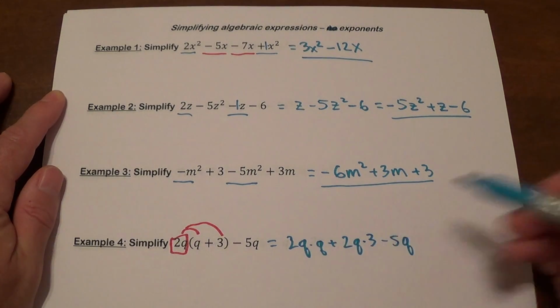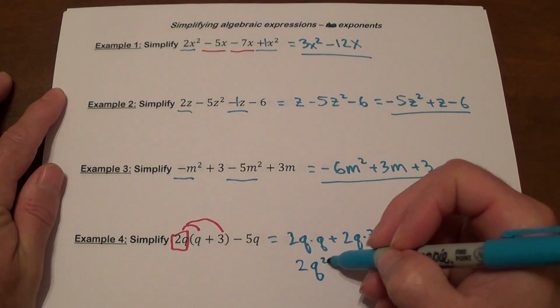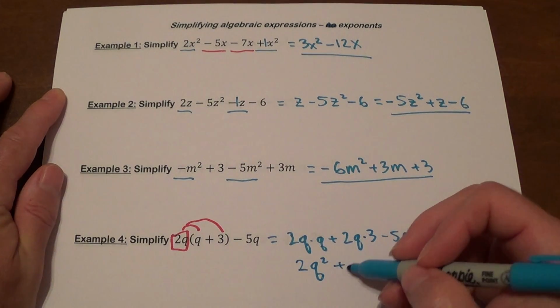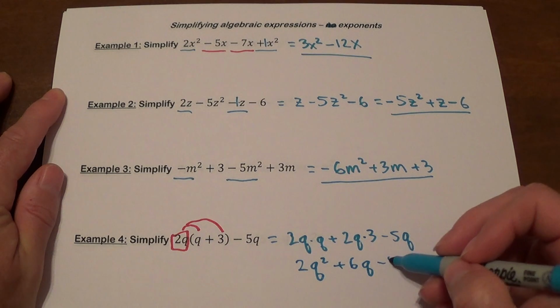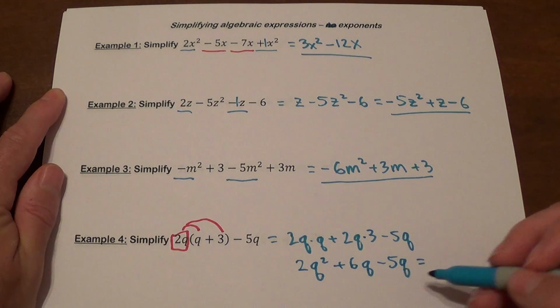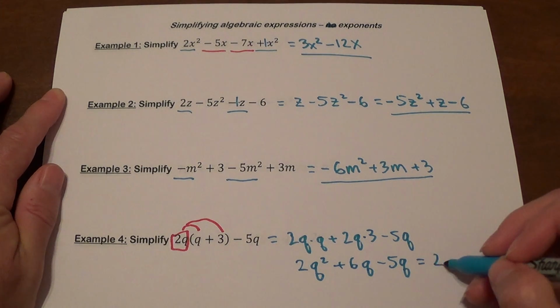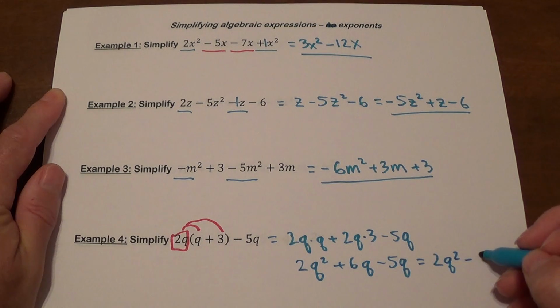Q times q is q squared. That gives us 2q squared. This is going to be plus 6q minus 5q. 6q and 5q are like terms. 6q minus 5q is q. We have 2q squared plus q.